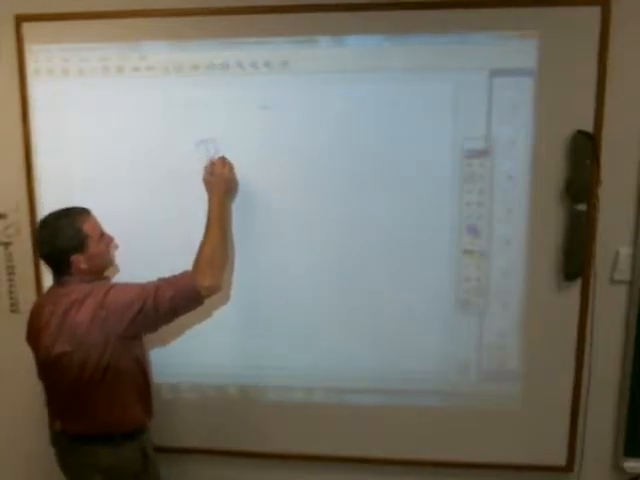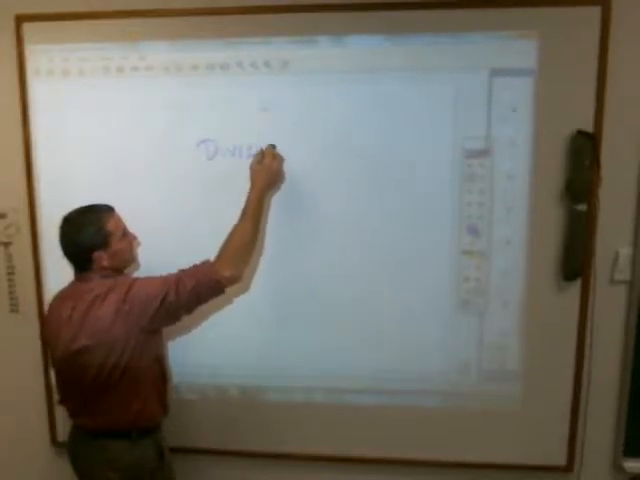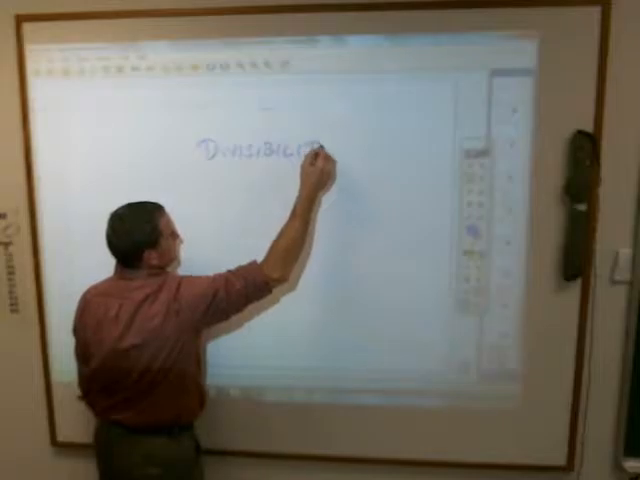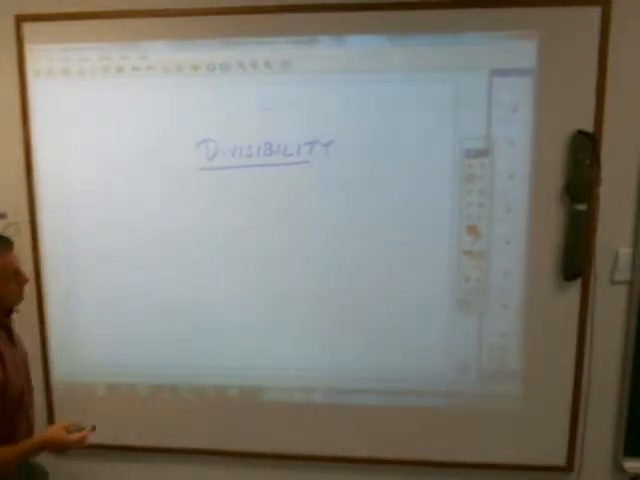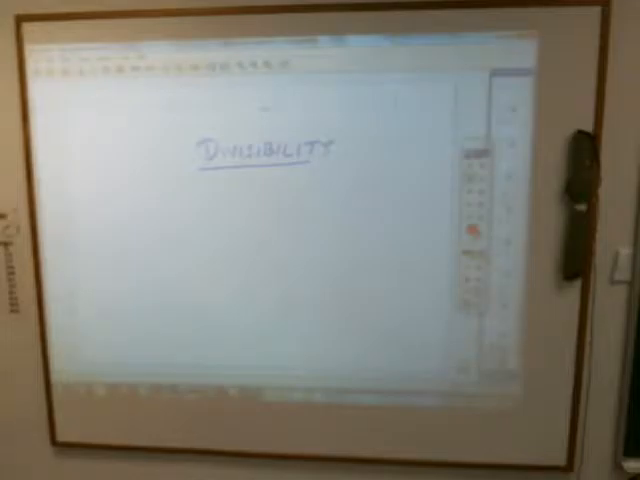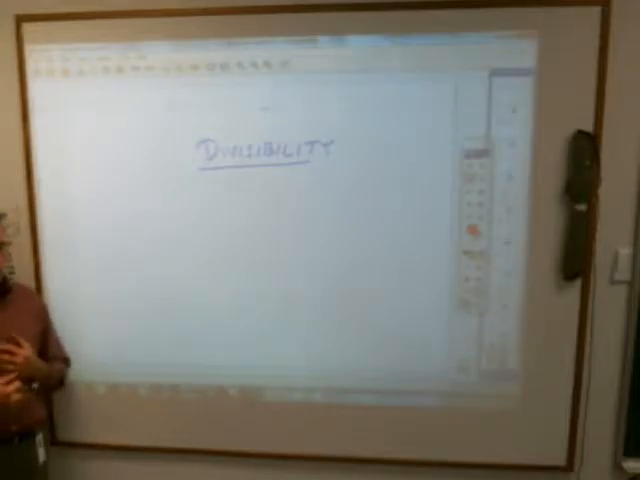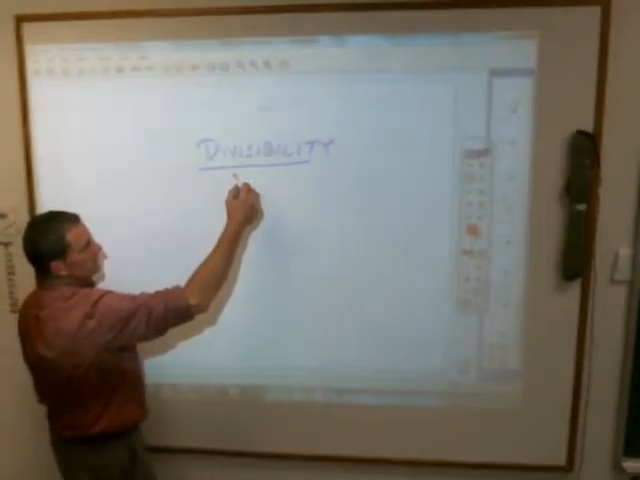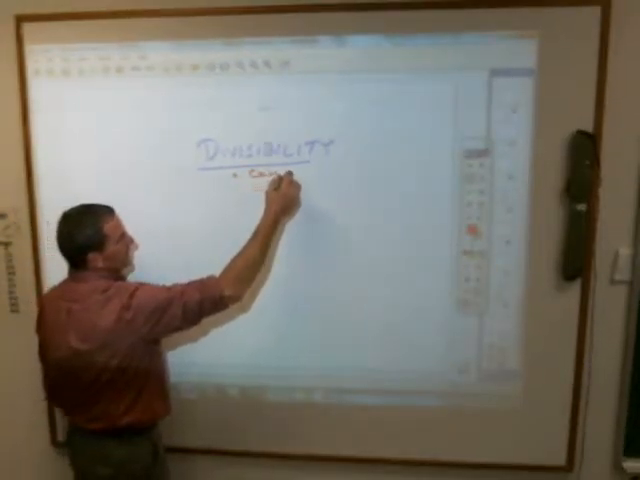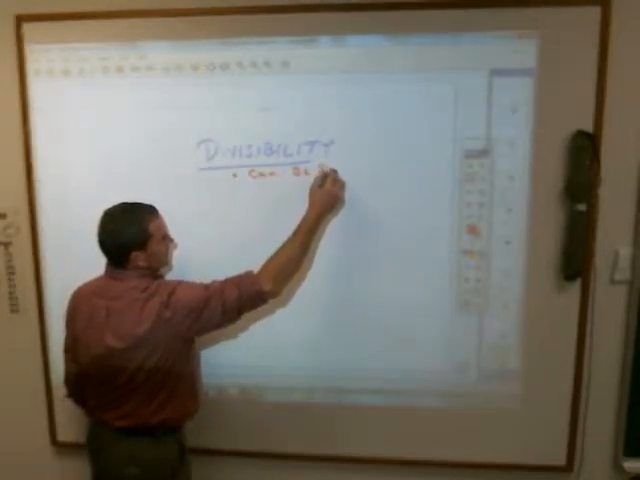Rules of divisibility. Because if you know that a number goes into a number evenly, which is what the rules of divisibility are, you know if it's prime or composite, or if it's not going to be prime. And that's what divisibility is: can be divided by evenly.